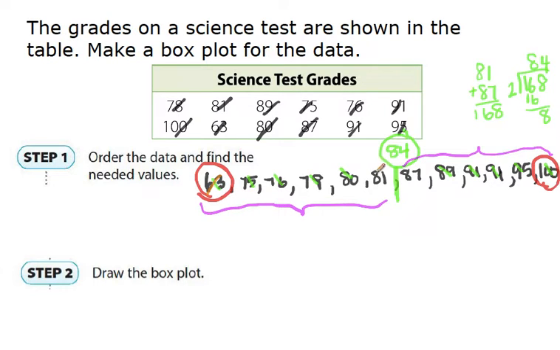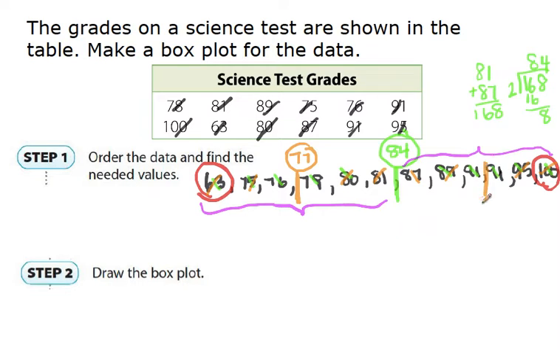So I cross off least greatest, and the median between 76 and 78 is 77. That's my lower quartile. We're going to do the same with the upper half by crossing off least greatest.